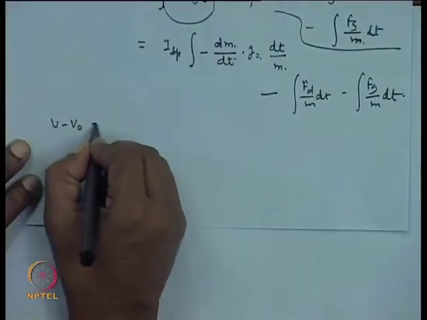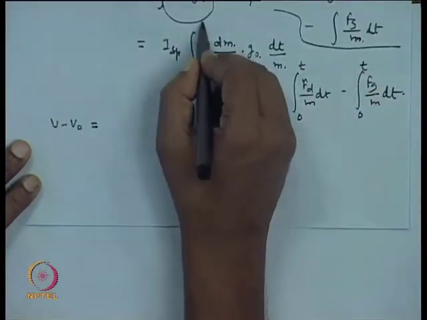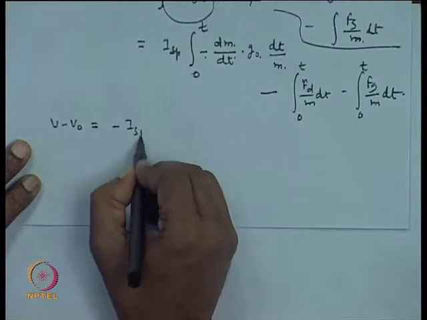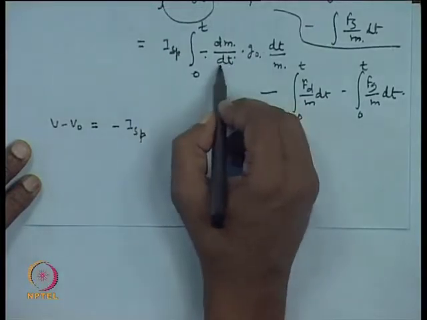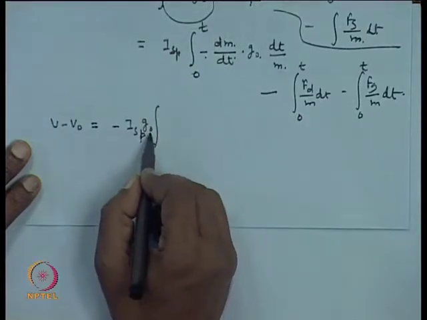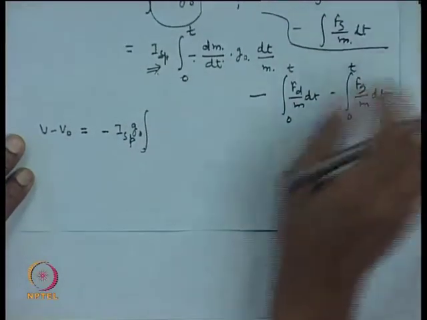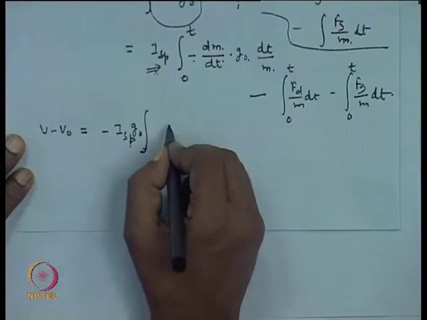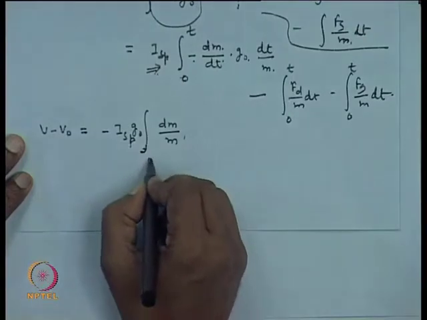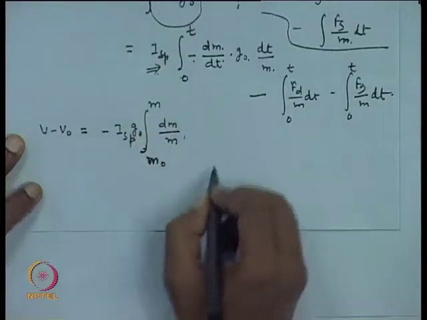So, integrating between time 0 to t, here the minus sign we can take outside, and this becomes I_sp times, and g_0 also we can take outside, because this is a constant. I_sp is also a constant for a particular rocket. This is the specific impulse. So, the quantity inside the integrand becomes dm by m, and now we can integrate it between m_0 to m.